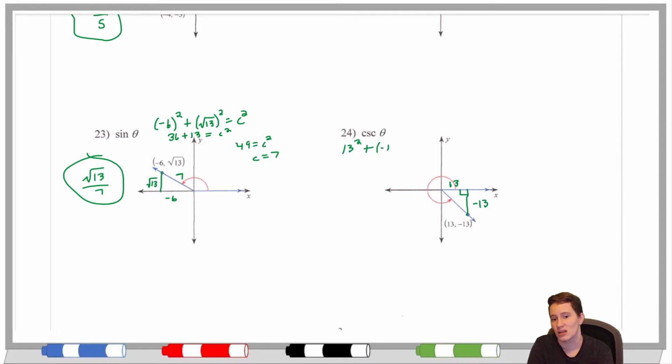13 squared plus negative 13 squared. It might not be as obvious. You'd get whatever 169 times 2 is. It would be 338. And when you simplify that, you go back to the fact that it's 2 times 169. So it's 13 square roots of 2. Cosecant is hypotenuse over opposite. So that's 13 square roots of 2 divided by negative 13. The 13s cancel. So we just have negative square root of 2.